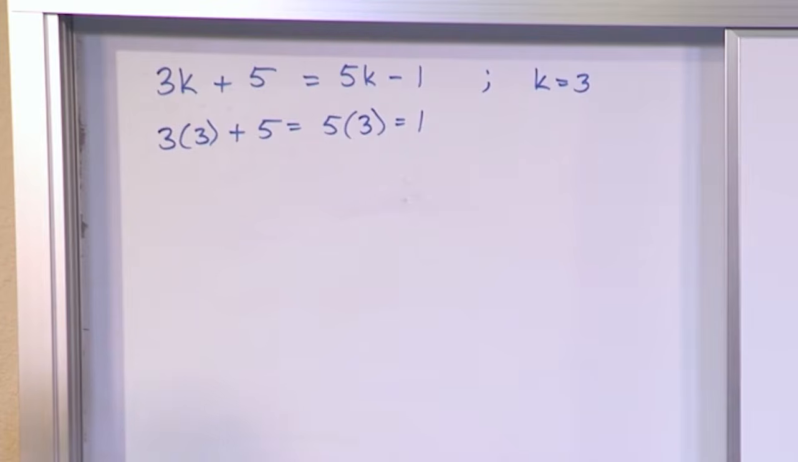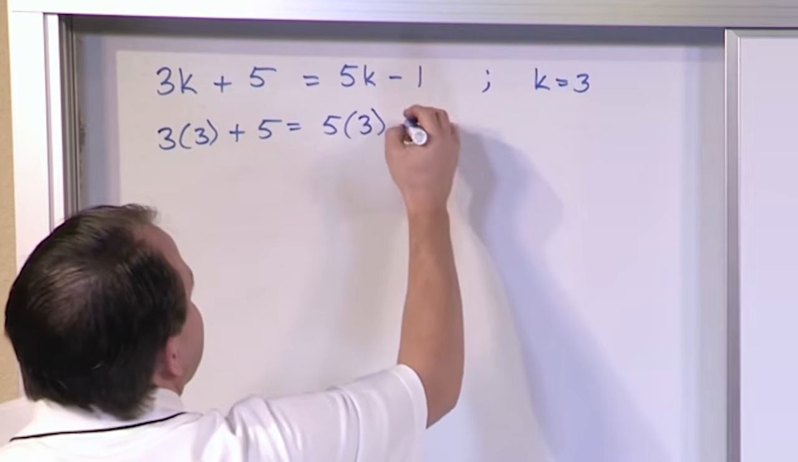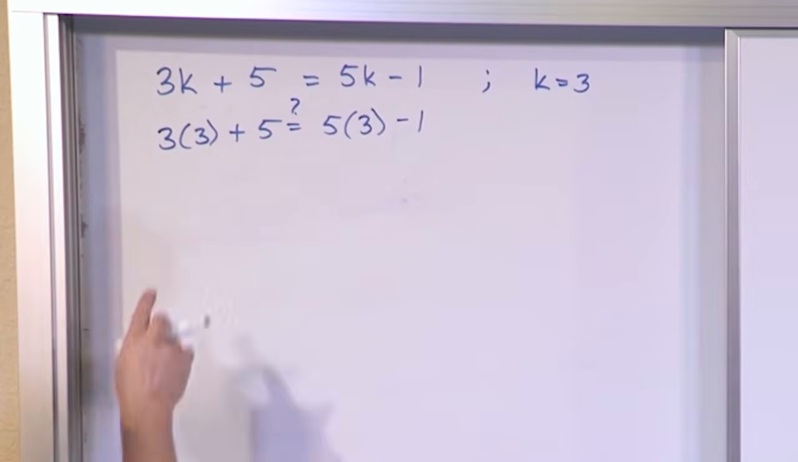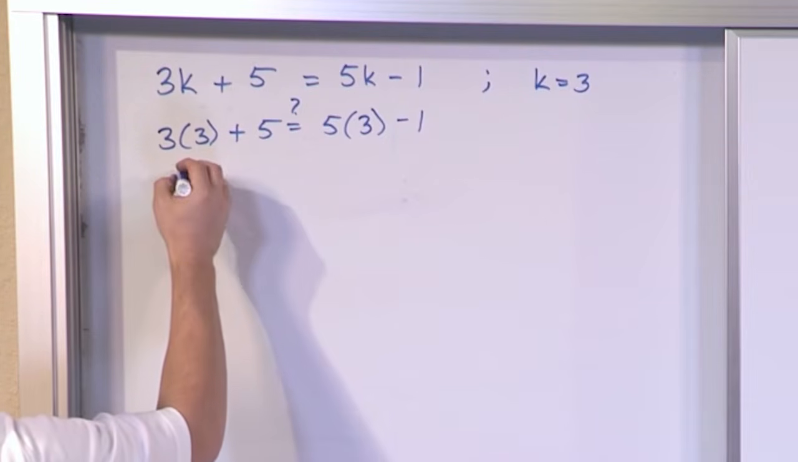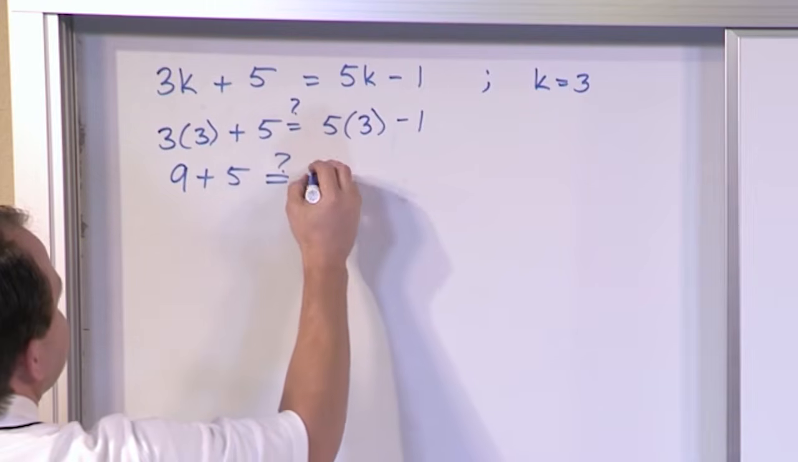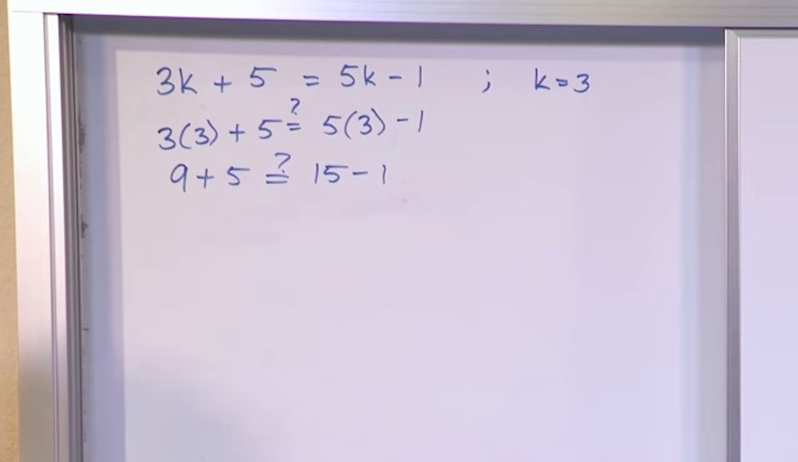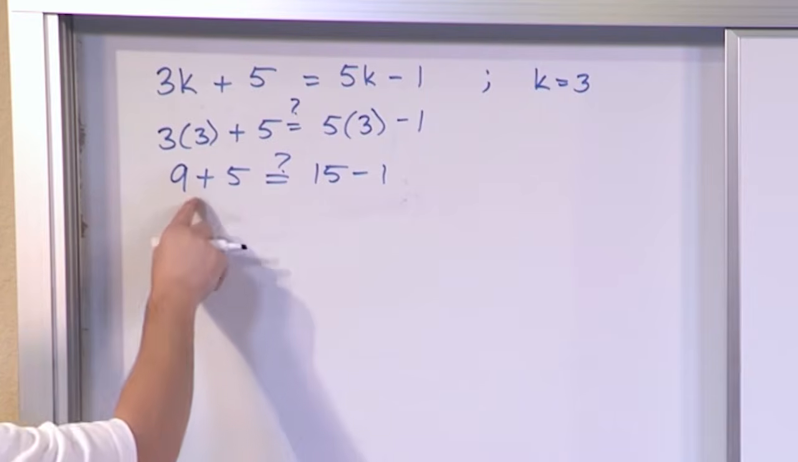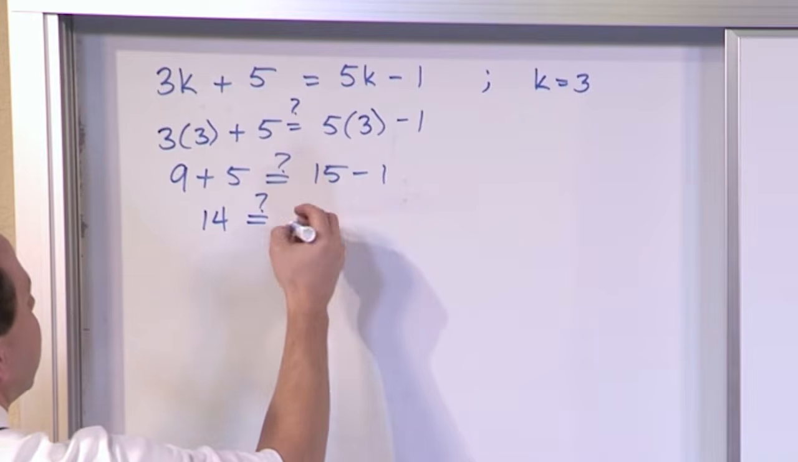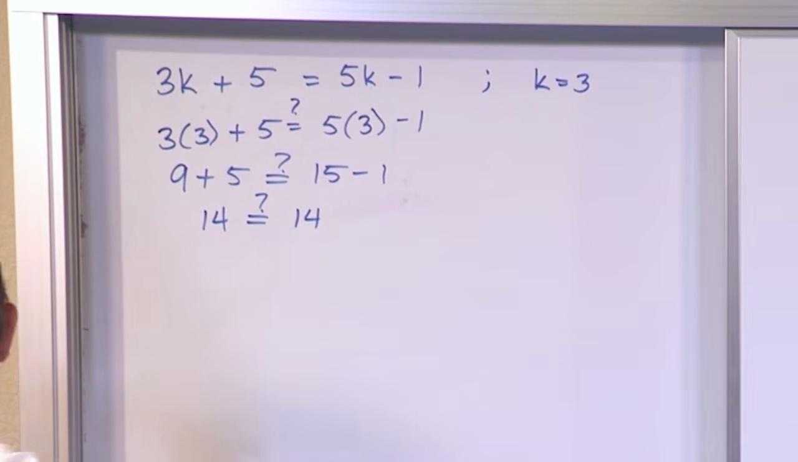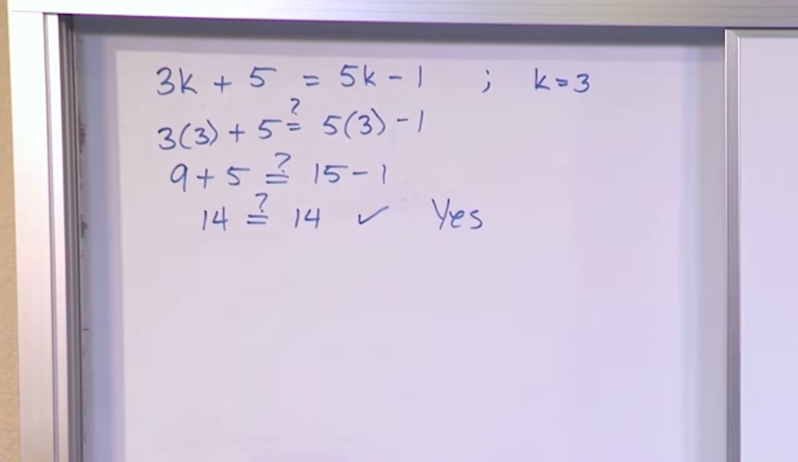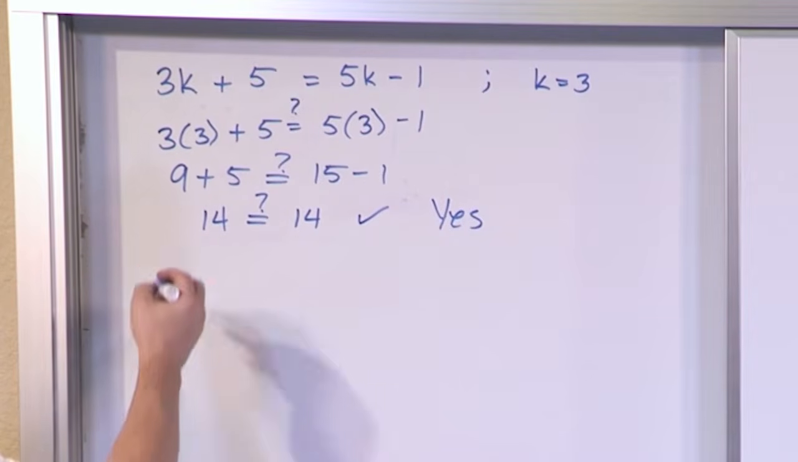And that's equal to, I should say, there's a minus sign here, minus 1. And we're asking ourselves, are these equal? So we have to do the multiplication first. 3 times 3 is 9. We still have to add the 5. We'll do that later. 5 times 3 is 15. So we leave that like this. 9 plus 5 is 14. And 15 minus 1 is 14. So yes, this is correct. K is equal to 3 is the solution to this equation.